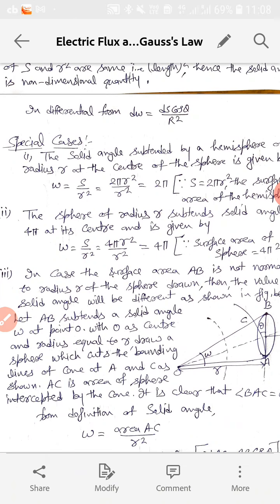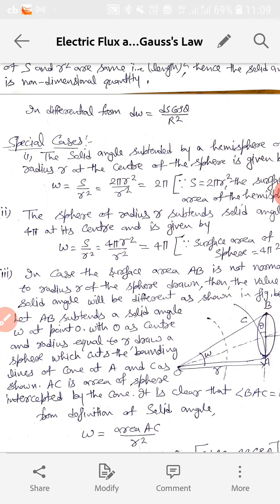Suppose we want to calculate the solid angle subtended by a hemisphere of radius r at the center of the sphere, and it is given by omega equals S by R square. So we are considering a hemisphere. For the case of a hemisphere, what will be the area? It will be 2 pi R square by R square. So the solid angle subtended by that hemisphere will be 2 pi. Similarly, if you want to calculate the solid angle subtended by the sphere itself, then as you know the area of the sphere will be 4 pi R square. So again this R square will cancel out and we will be left with 4 pi.